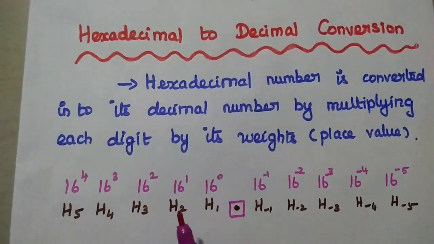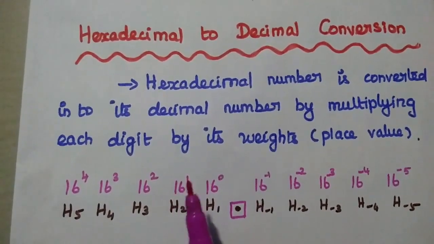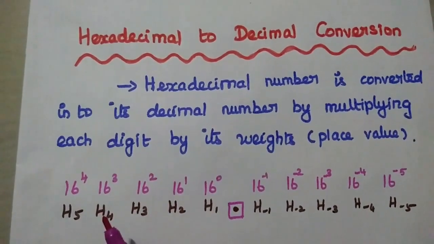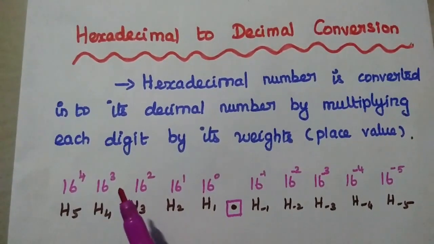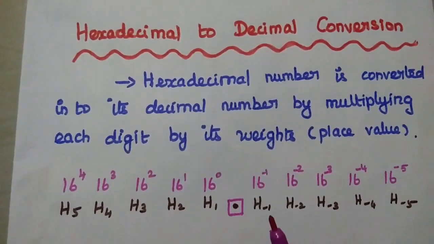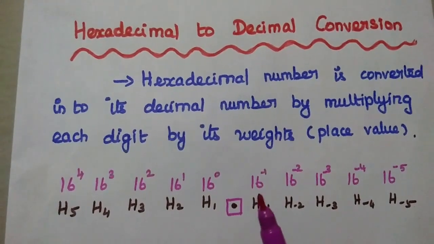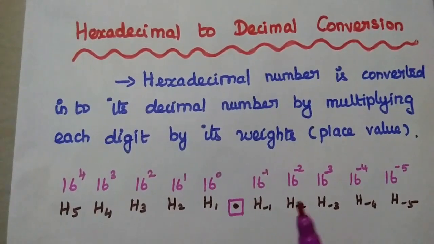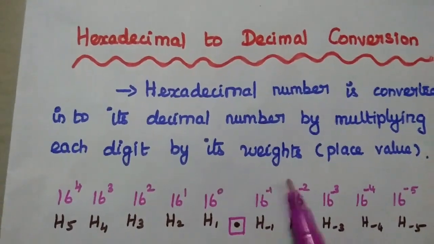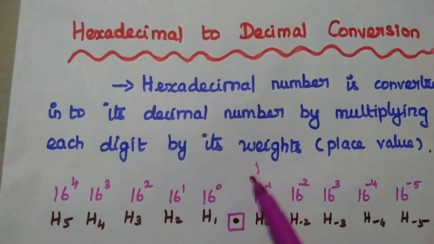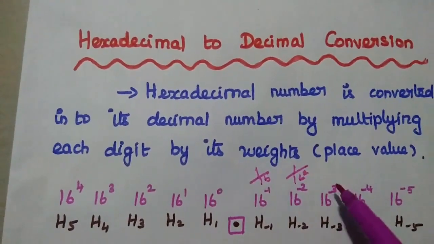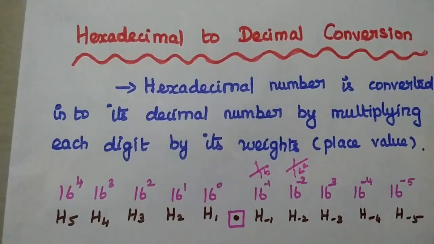For H2, the second digit, the place value is 16 power 1, which is 16. The third digit is 16 squared. The fourth one is 16 cube, and it goes on further. After the decimal point, the place values are 16 power minus 1, 16 power minus 2, 16 power minus 3. 16 power minus 1 can also be written as 1 by 16, then 1 by 16 squared, 1 by 16 cube, and it goes on.